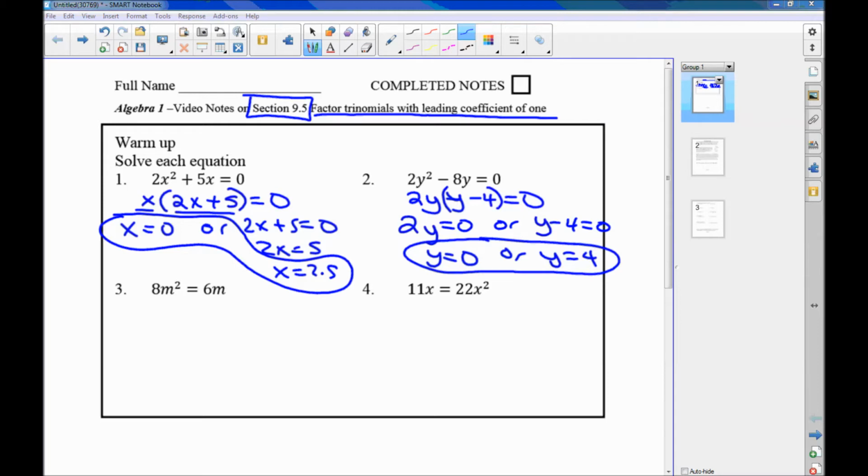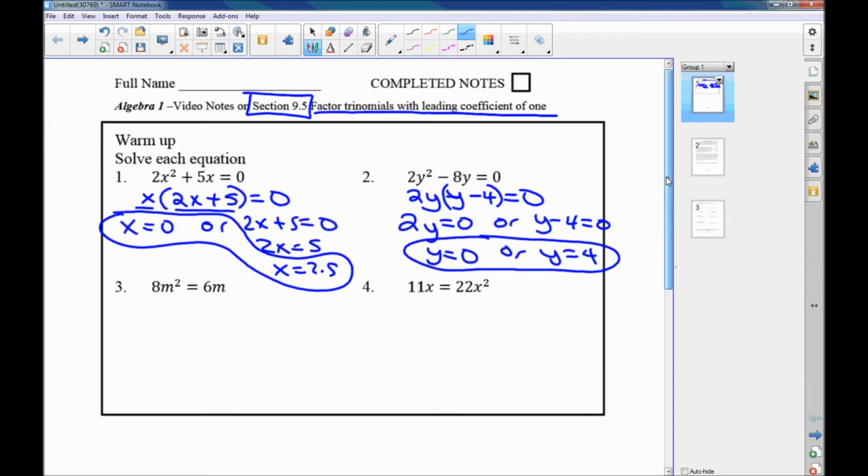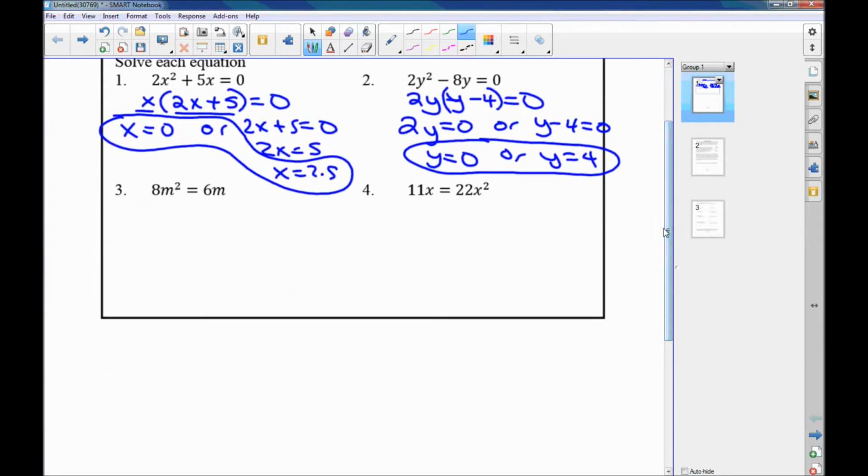Number 3, we have a problem. We can't do any factoring here because whenever we have a quadratic, so m squared or x squared or whatever it is, we have to set our problem equal to 0 first. So we're going to move the 6m over to the left side with the m squared. And then I can factor out 2m. It leaves behind 4m minus 3.